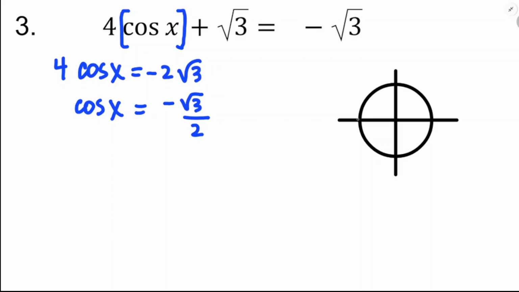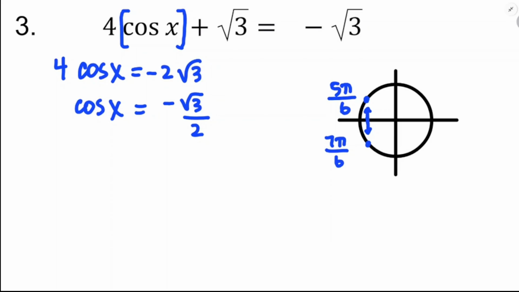Cosine is the horizontal displacement, so I'm going to go left root 3 over 2, which I think is about there. And I'll just go kind of looking for a solution here or there. And there I'll have it, and that's going to be 5 pi over 6, just short by 30 degrees. Or beyond pi by 30 degrees, that would be 7 pi over 6.